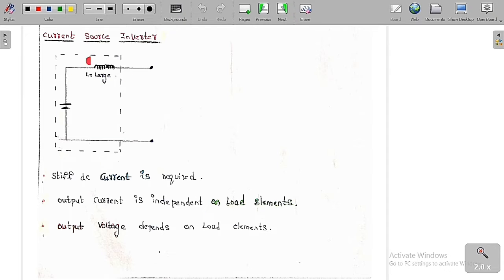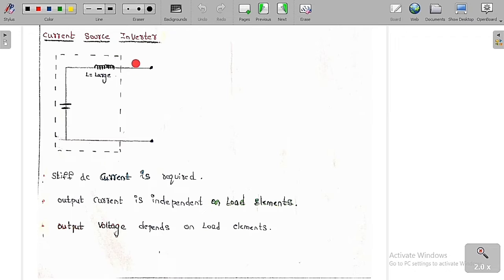Because of that, this series combination of the ideal voltage source and an inductor is going to behave purely like a current source. Therefore stiff DC current is required at the input side, and the output current is independent of load elements. In the current source inverter, the output current in the load is independent of the load elements. No matter whatever the load elements, the output current is always constant, whereas the output voltage is going to depend upon the load elements.